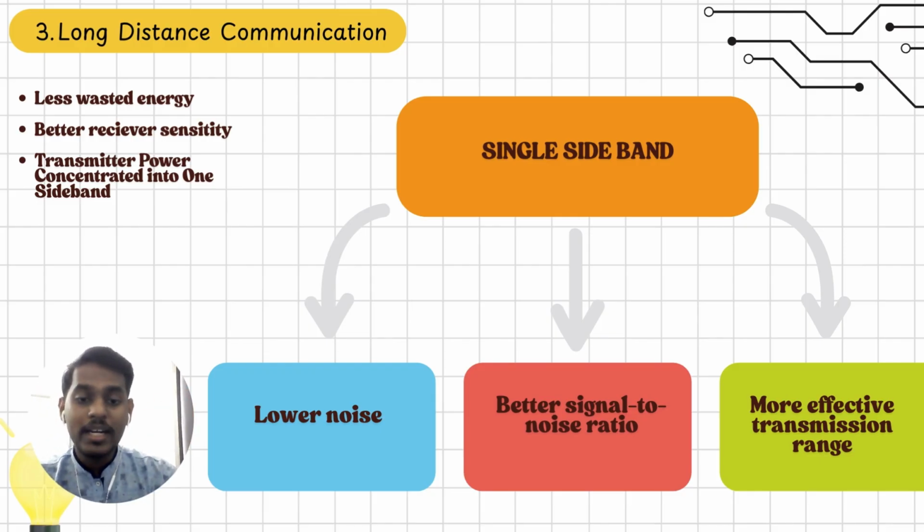All right, so the third one is more effective transmission rates. Because SSB has lower noise and a better signal to noise ratio, the communication signal can travel a much longer distance while still maintaining good quality. Later we will see the real world situations where we can use this SSB.